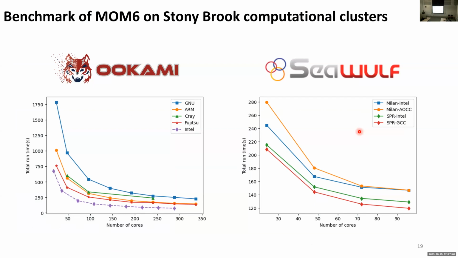We also work with IACS as a team to utilize the computation resources on our campus. We ported MOM6, our ocean component model, onto Ookami and Seawulf. We tested the performance of MOM6 using different compilers, and we found that on Ookami, the Fujitsu compilers give us the best performance. We also tested the performance of MOM6 on different nodes on Seawulf: Milan nodes and super-rapid nodes, and the result is that the super-rapid nodes with GCC compilers are most suitable for MOM6. The benchmarking work is still underway.